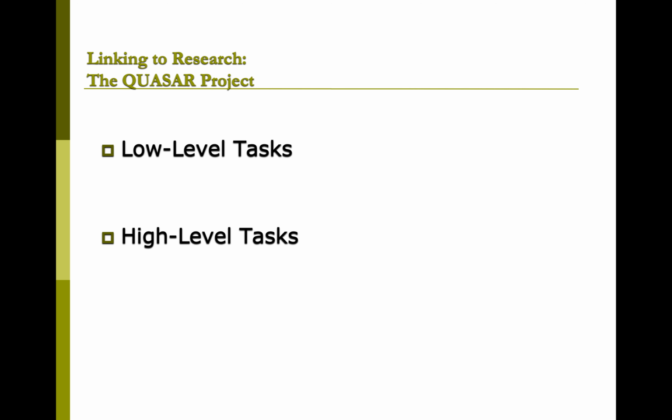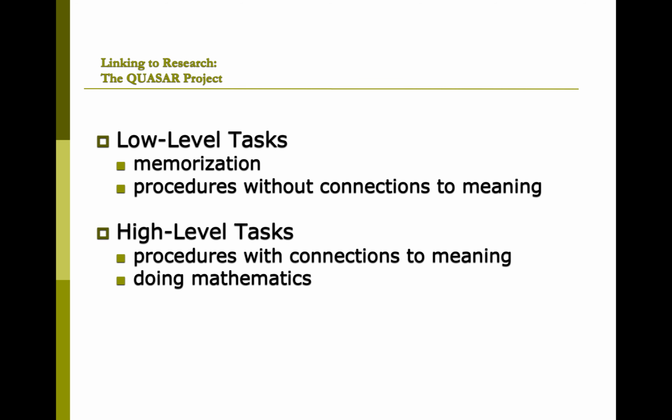Okay, so the QUASAR project identified tasks across 2 levels, low level and high level. And I don't want to necessarily equate low level tasks to being bad. They just don't elicit as much cognitive demand as high level tasks. They do different things, okay? So low level tasks, as they're defined, typically involve things like memorization or procedures that don't necessarily have a connection to meaning. So think about, again, that carpet task. It required us to call on a specific formula for area that we had memorized, and it forced us to apply that procedure without necessarily understanding why it works.